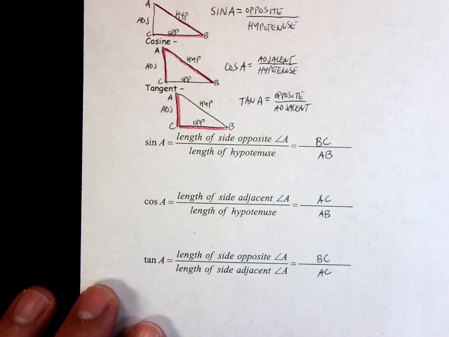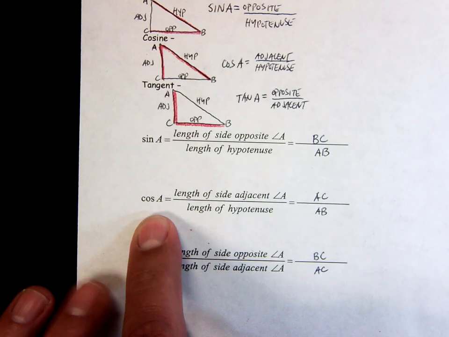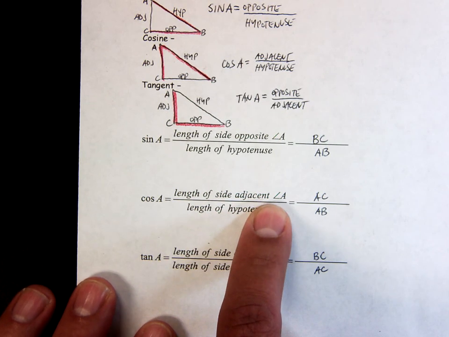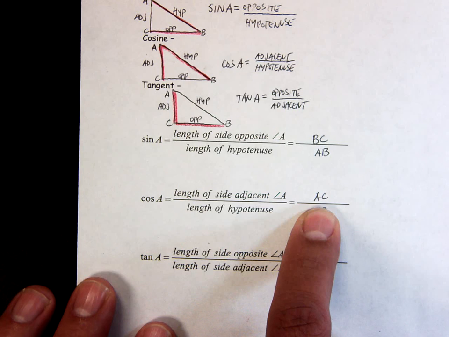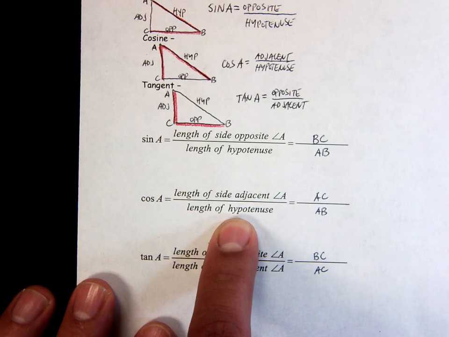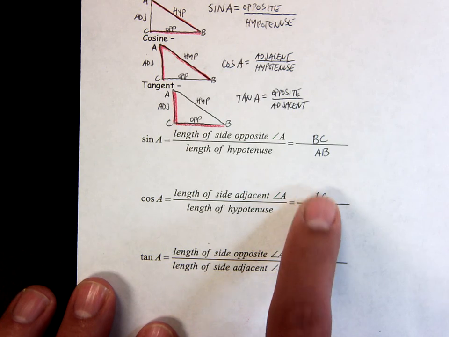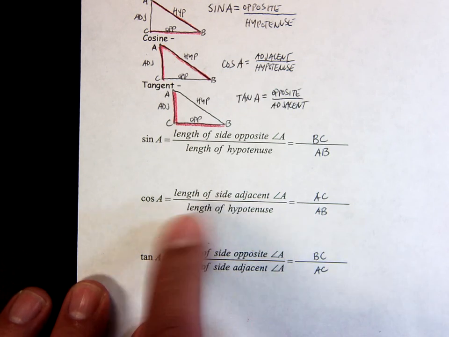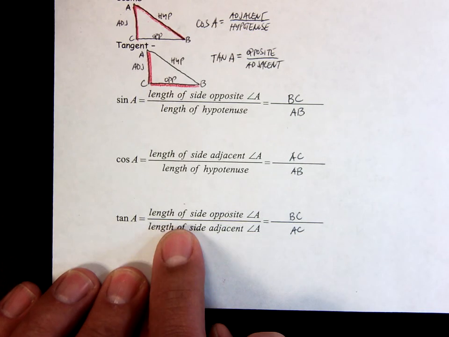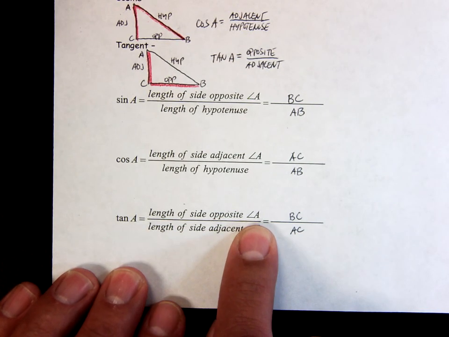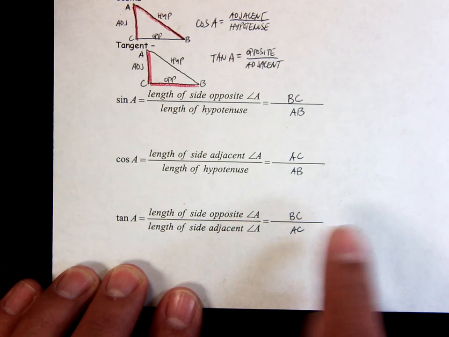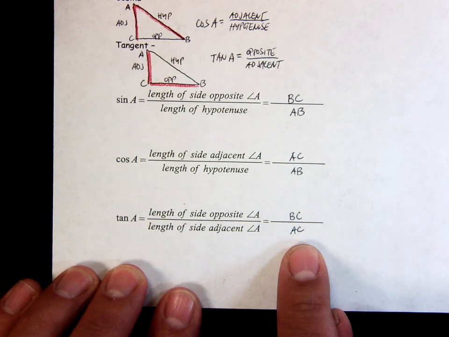Same thing with cosine of A. Very similar. For cosine of A, I find the length of the side adjacent to angle A, which in my picture is side AC. And I just have to divide that by the length of the hypotenuse, which is still AB. So I would just divide out these two numbers, and that would be equal to the cosine of A. And the tangent of A is just the length of the side opposite angle A divided by the length of the side adjacent to angle A. So in my picture, side length BC divided by side length AC.